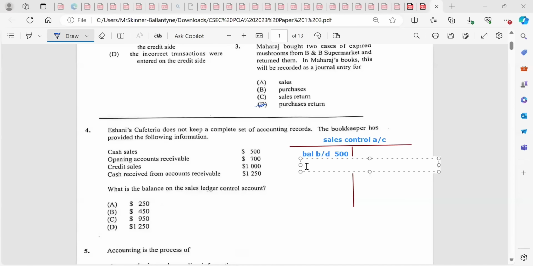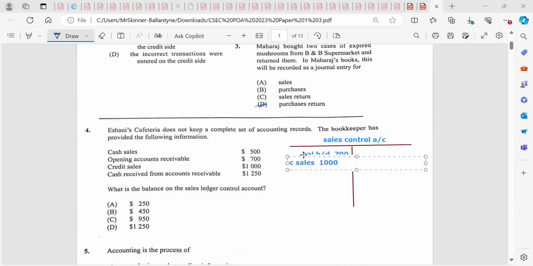Why do I have 500, sir? The balance on the account, it's 700. Are you watching your own thing? Balance brought down is 700. All right, so credit sales is increasing how much they owe. So you go into debit 1,000.